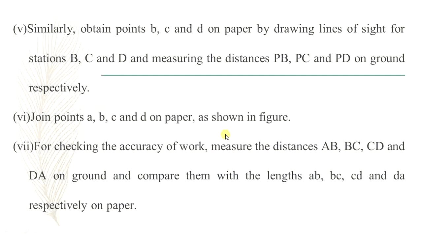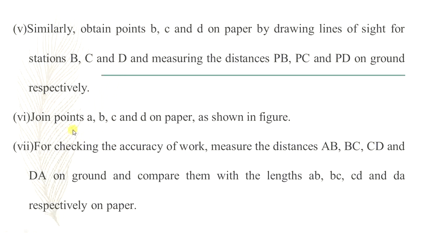Similarly, we have to do all the locations or sighting of the locations, that is B, C, D, and we have to measure small b, small c and small d from the actual length or actual distance on the ground, and we have to locate this distance on the paper, and we have to connect PB, PC and PD, on the ground as well as on the paper on the table.